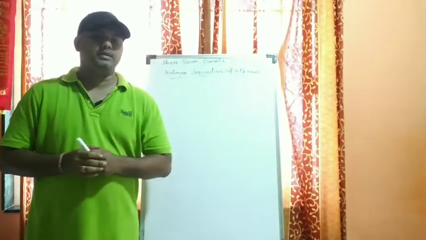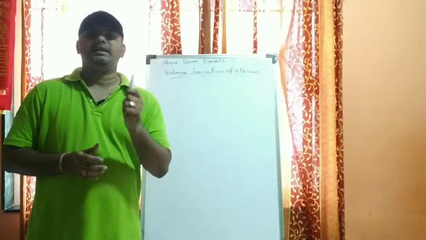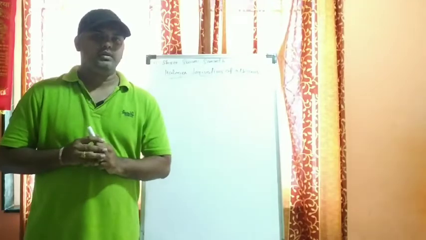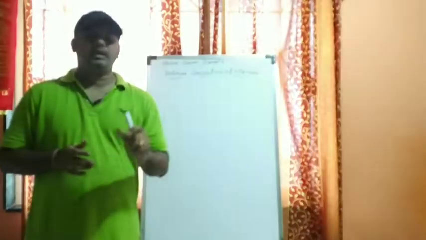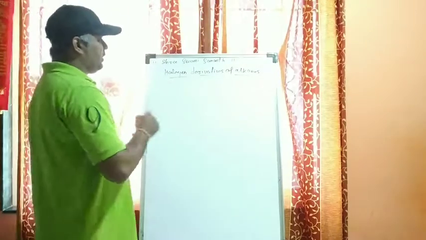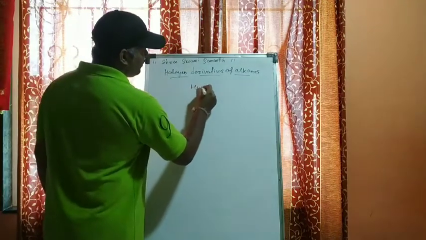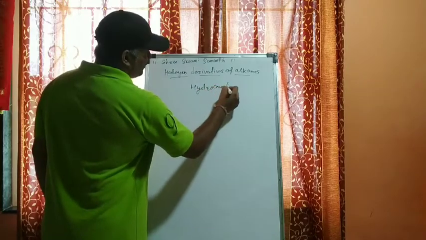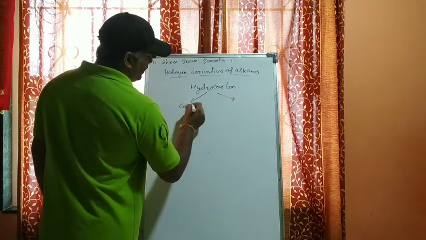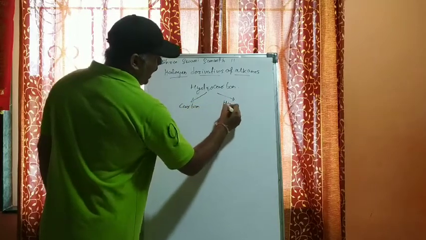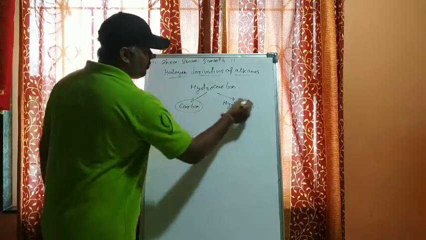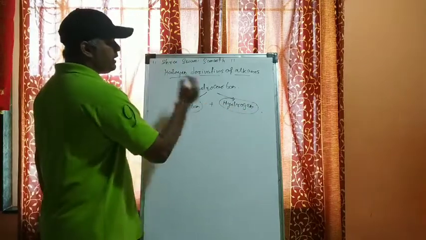In the hydrocarbons we had learned about the alkanes, alkenes and alkynes, right? So what is exactly a hydrocarbon? Hydrocarbon is nothing but the compounds formed by the combination of carbon and hydrogen. So these are very important compounds.